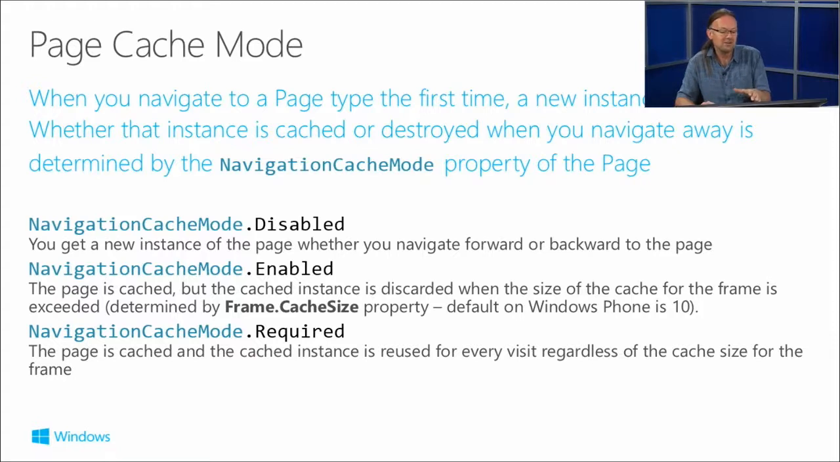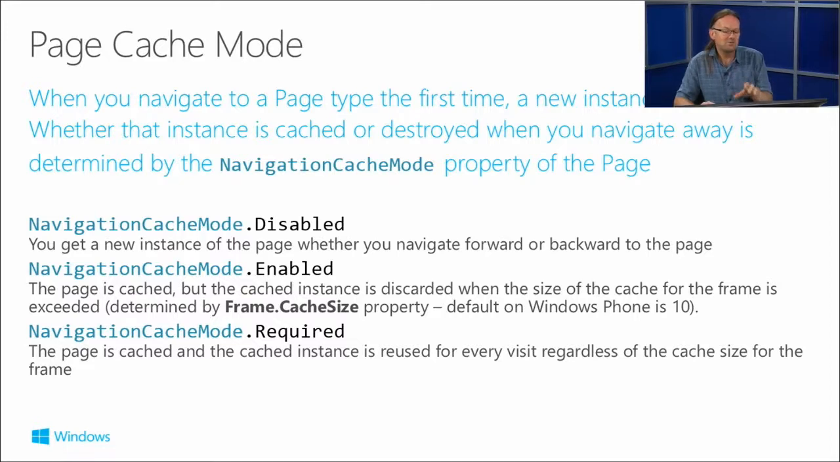Which is NavigationCacheMode.Required, which is actually set in all the new project templates. That's the de facto standard for phone projects. Or if it's NavigationCacheMode.Disabled, then you will always get a new instance. It will just always blow away the old one. But there's obviously a slight performance implication of that, which is why I think the new project template sets Required by default. And then there's this Enabled one, which is kind of required, but also limited by the frame.CacheSize property.